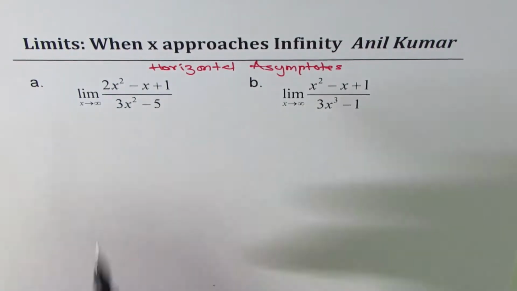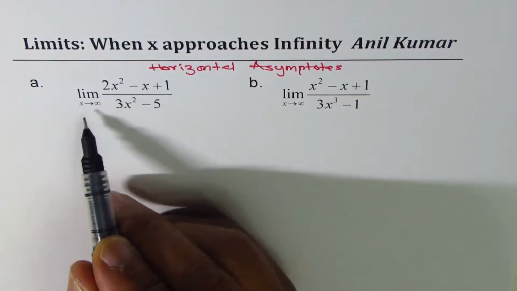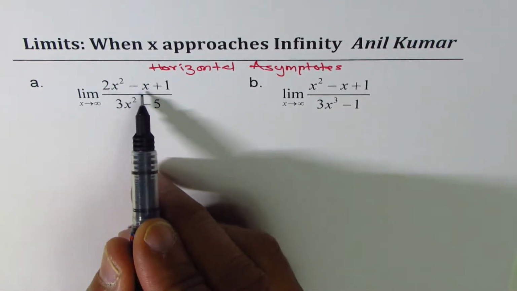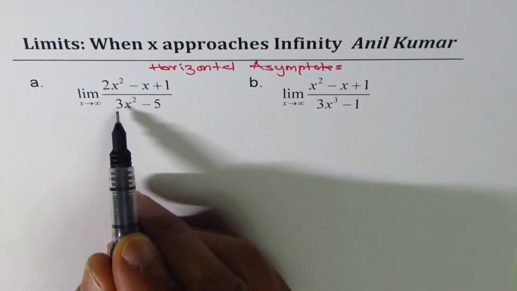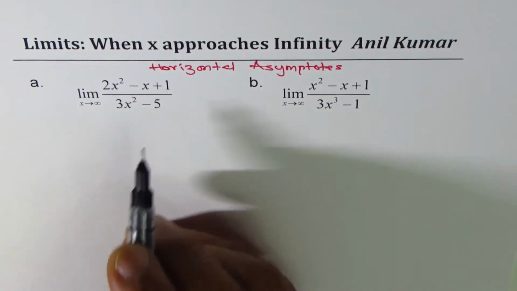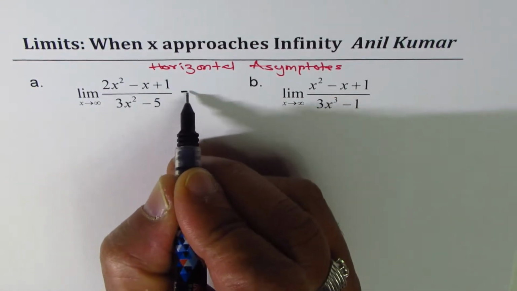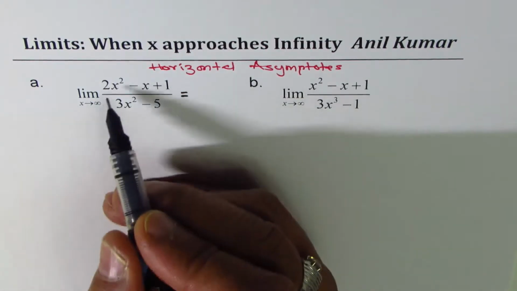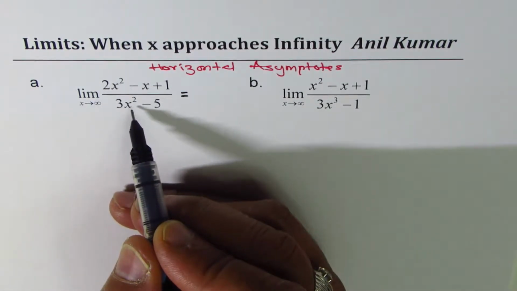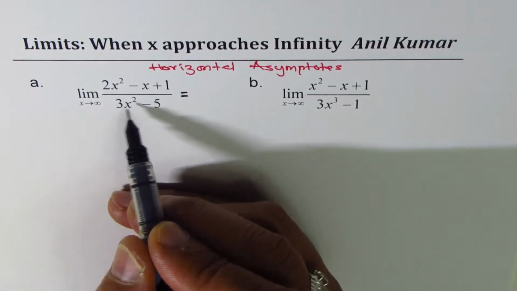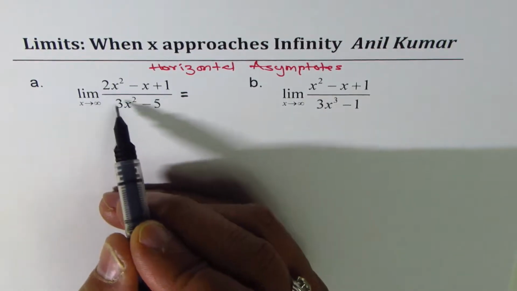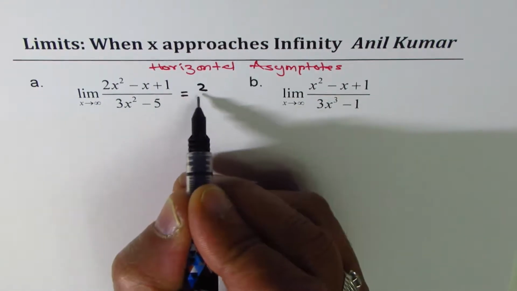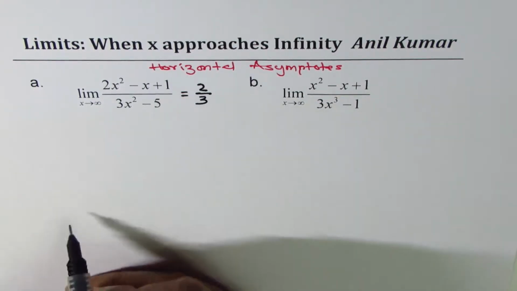Perfect. The question here is the limit as x approaches infinity for the function 2x squared minus x plus 1 divided by 3x squared minus 5. Let me give you the answer first and then we'll work it out. Whenever the degree of the numerator and the degree of the denominator are the same, then the limit will be the ratio of their leading coefficients, which is 2 and 3 here. So we expect an answer of 2 over 3.